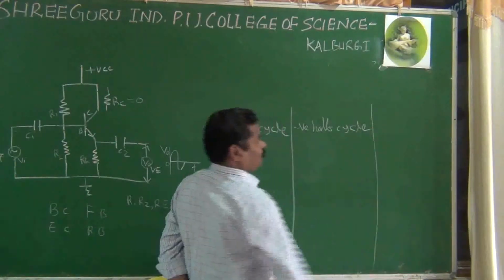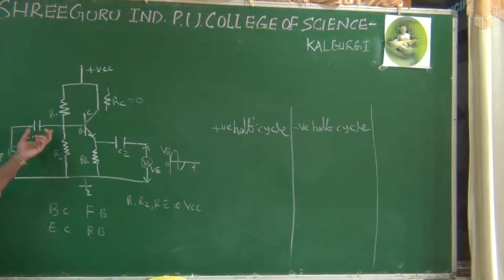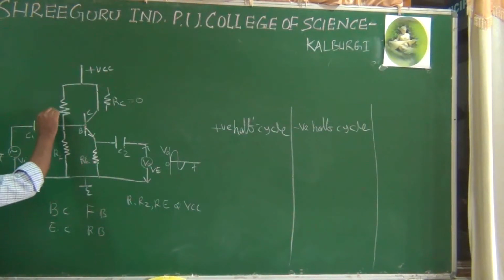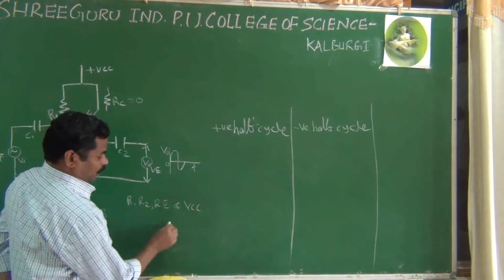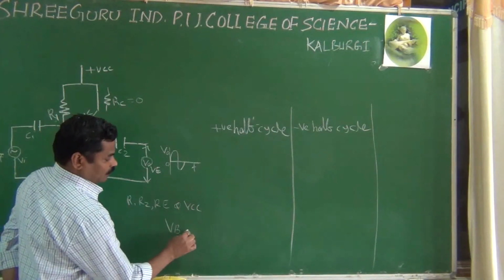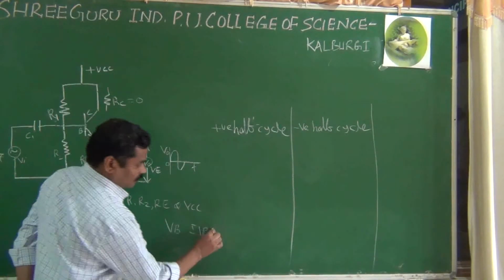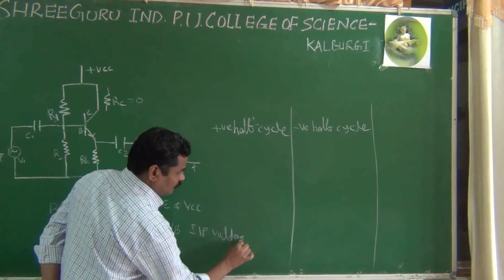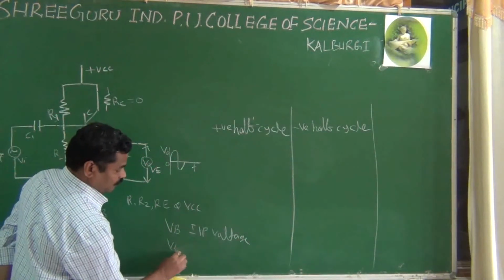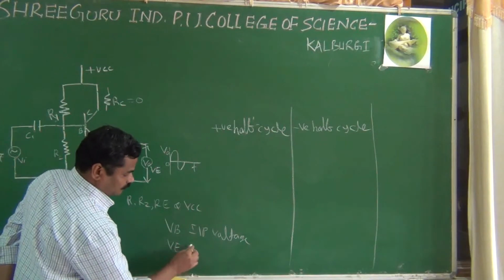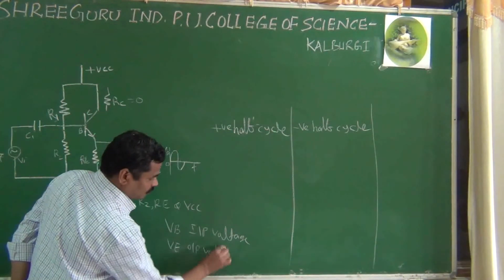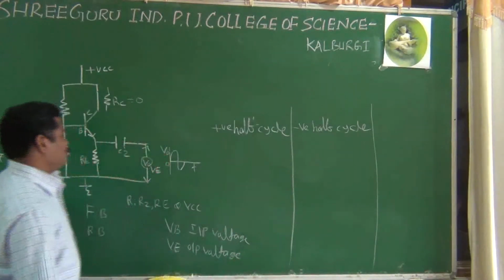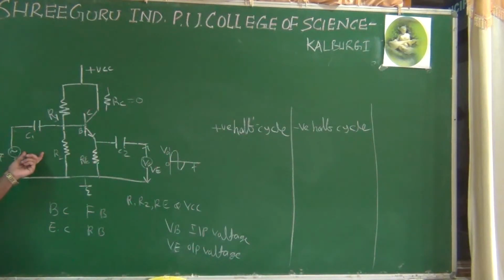See here, actually we are using the voltage divider biasing, and as I said already, here the input voltage is VB, and the output voltage will be VE. Because as we know already, you are applying the input to the base and collector section, and we measure the output across the emitter and collector section.